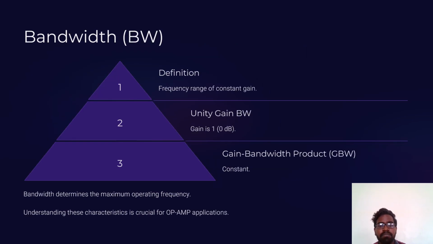Bandwidth, and the definition is the frequency range of constant gain, meaning the frequency range over which the gain stays constant. Unity gain bandwidth is where the gain is 1, or 0 dB. The gain bandwidth product is a constant. Bandwidth determines the maximum operating frequency. Understanding these characteristics is crucial for op-amp applications.